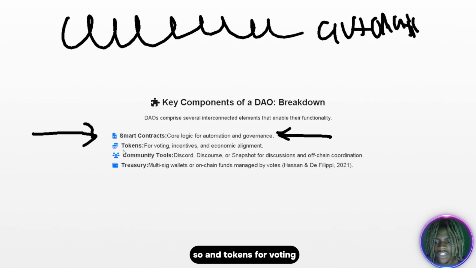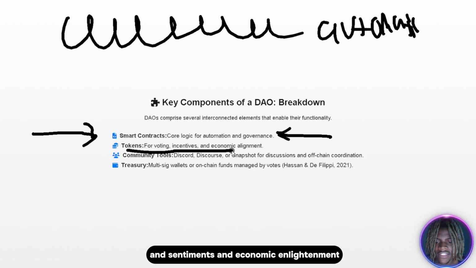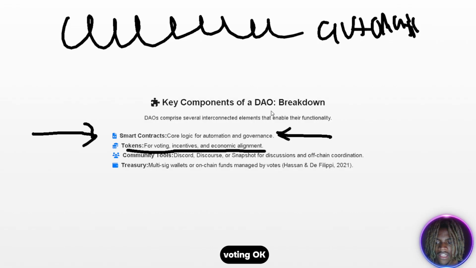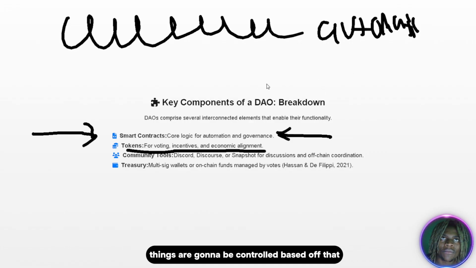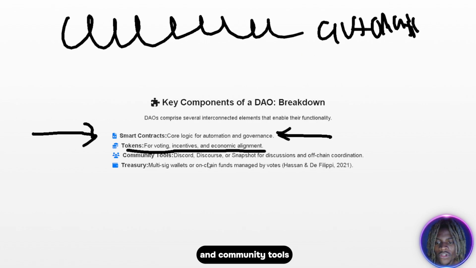And tokens for voting, incentives, and economic alignment. That's what tokens are going to be used for. Voting: whoever has most of the token has a lot of power, can go ahead and enforce certain voting decisions, and it shows who has a lot of the economic power. So whoever owns the most Bitcoin, for example, things are going to be controlled based off of that, especially since that's a limited resource. And community tools.